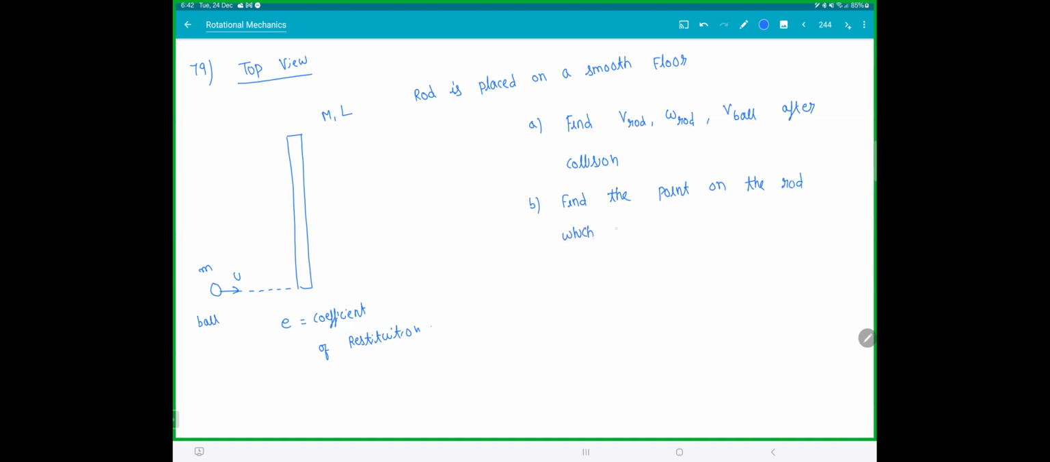Let's do the first part. Second, I'll show you anyway. Think. Take 2 minutes. Try to figure out what are the steps and all, and then I'll show you one. This we will do in general. Just write the equations. How many variables are there? V rod, omega rod, V ball. So 3 variables. I need 3 equations. Get me the equations, or whatever you can think of.